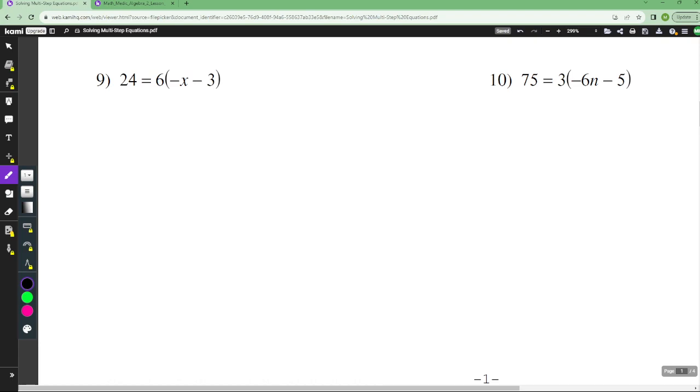Number 9, 24 equals 6 times the quantity of negative x minus 3. Divide 6 from both sides, we'll get 4 equals negative x minus 3. Add 3 to both sides, we get 7 equals negative x. X equals negative 7.